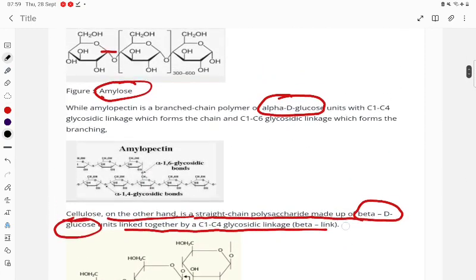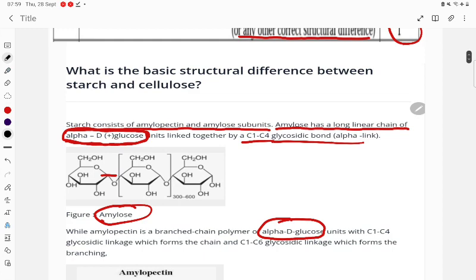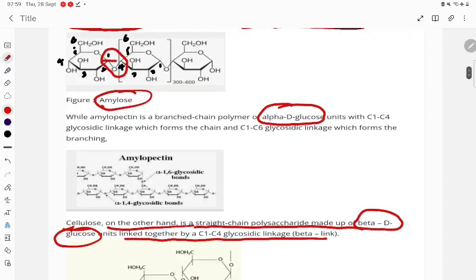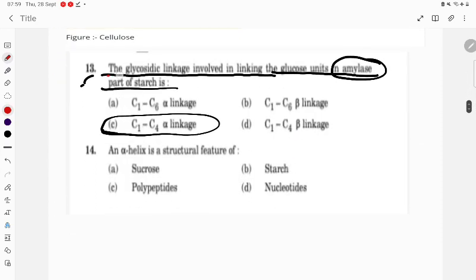Amylose, you see here. Now this is amylose, where they say it is linked together by C1 and C4 glycosidic linkage. C1 means you count 1 2 3 4 5 6, and similarly here 1 2 3 4 5 6. So the bond present is between C1 and C4, the glycosidic linkage. The question is: the glycosidic linkage involved in linking the glucose units of the amylose part is what? C1 and C4. So option C is correct.